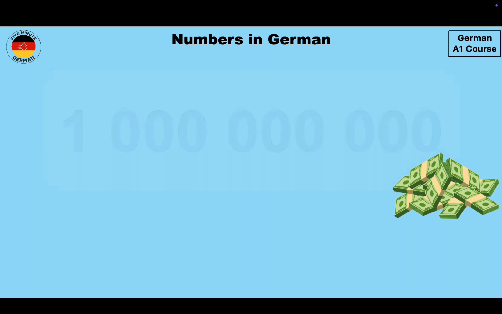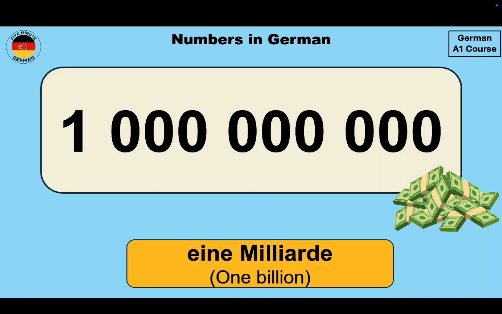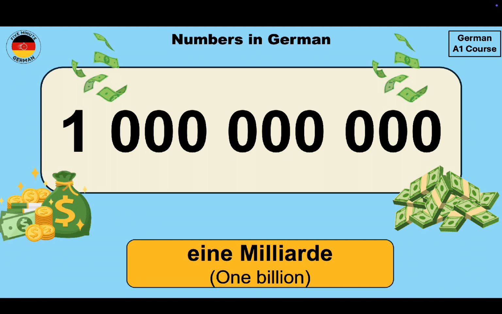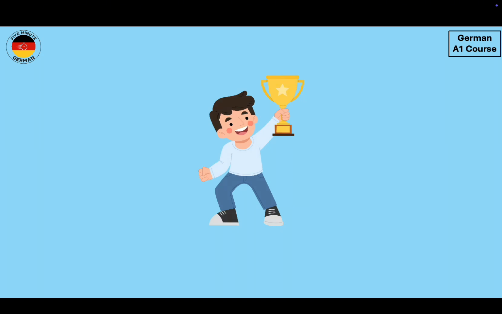Let's take an even bigger number, that is 1 billion. This is called eine Milliarde. Eine Milliarde in German. And with this, you are done with the numbers. Great job. This is a big achievement because once you know the numbers, there are a lot of things that you can do in German.